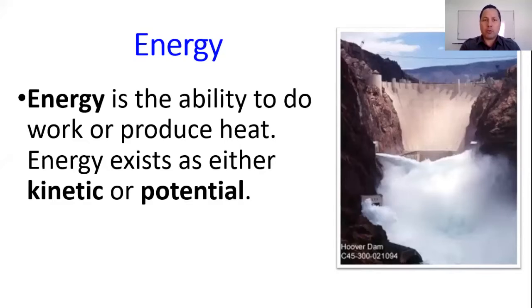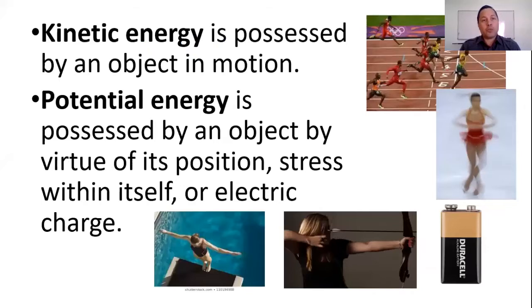Let's look at it a little bit more in depth. So kinetic energy is possessed by an object in motion. For example, on the top right, you see the picture of those athletes running across the finish line. They have kinetic energy because they are in motion. They're moving across the track. Also, the ice skater spinning also has kinetic energy, rotational kinetic energy. Even though she's standing in the same spot, she does have movements and she is rotating.